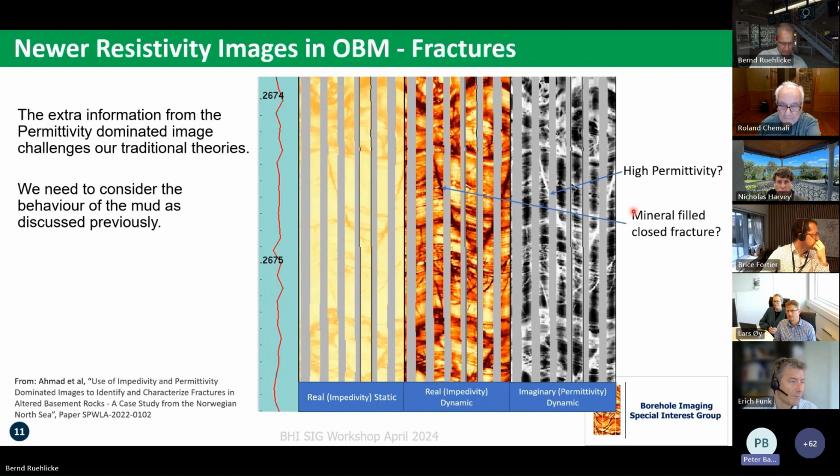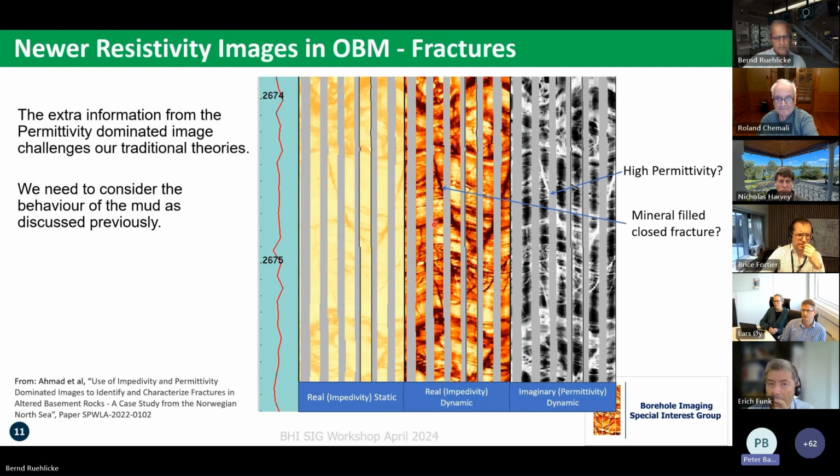So what we're actually seeing here on the permittivity image is the response of the mud cake, and the brine that is in the mud cake is now within the fracture. The mud cake is in the fracture. So we're seeing this high response on the permittivity image, and we've got the conductive response on the resistivity image. So when we see a response like this, it is probably a mineralized fracture, but using the extra information that we've got from the permittivity image, we can actually deduce that this is probably an open fracture.